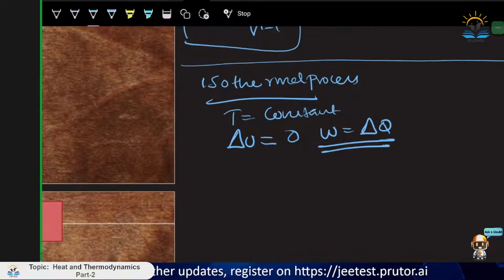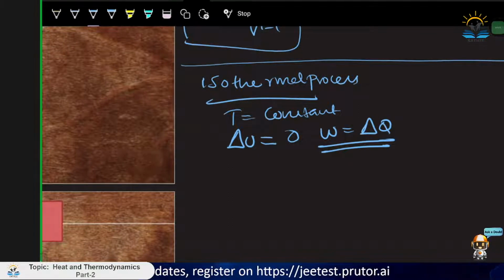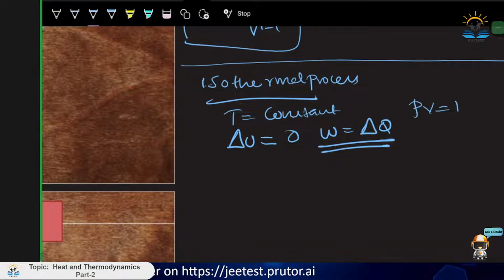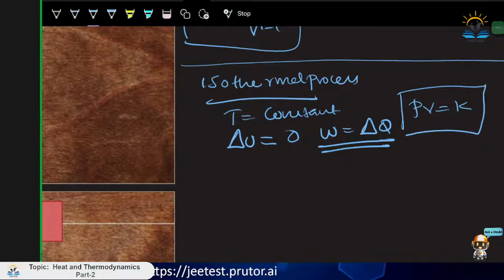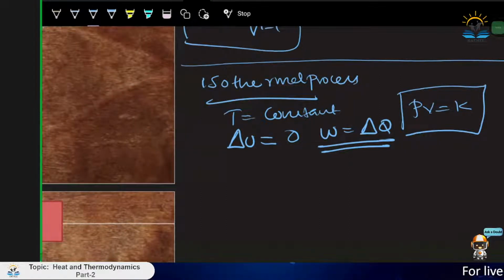And we know in an isothermal process, P is proportional to 1 by V, and PV is a constant. That is the equation of isothermal process. And we should know how to find work done in isothermal process.